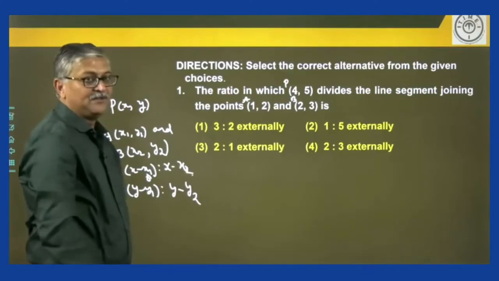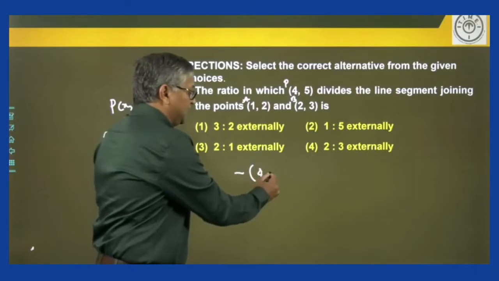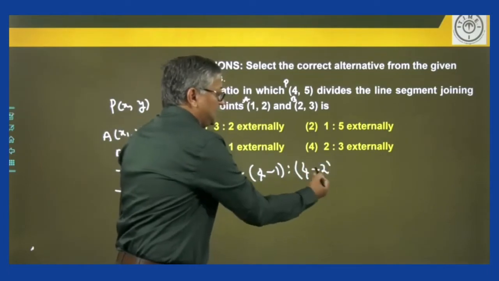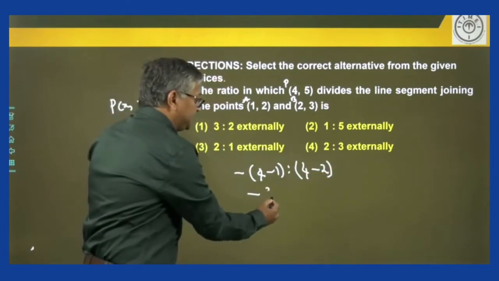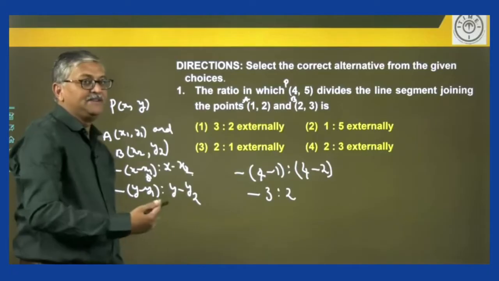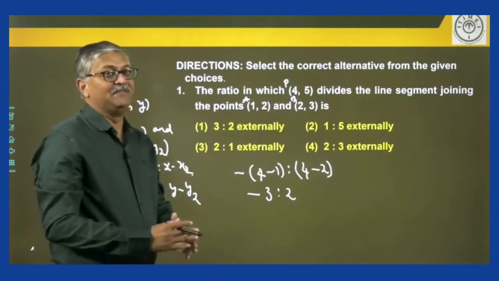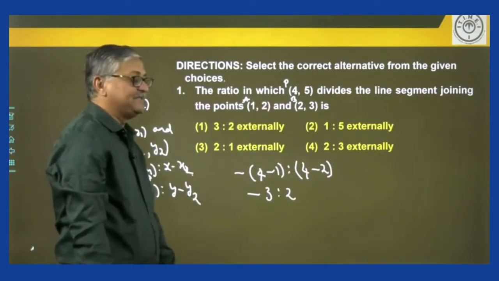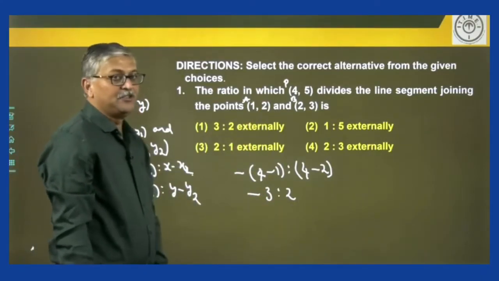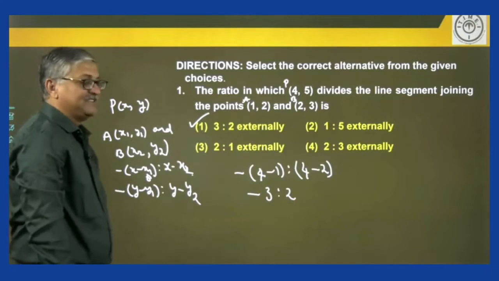So, we apply any one of these formulas: minus of (x minus x1), that is 4 minus 1, is to 4 minus 2. So, what is this value? Minus 3 is to 2. What is the significance of the minus? Minus means it divides externally. If the ratio is positive, it divides internally. So, clearly here the minus is there. That means the point divides AB externally in the ratio 3 is to 2. So, what is the option for this one? Clearly it is the first option.